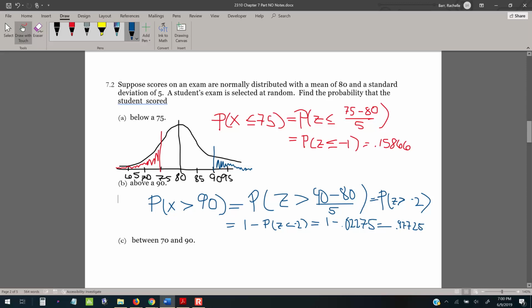So the probability that you scored above a 90 is huge. That's wrong. Oh, I did -2. 90 minus 80 is positive, teacher. I'm going the wrong way. Oh no, erasing this is not easy. Hold on a second.